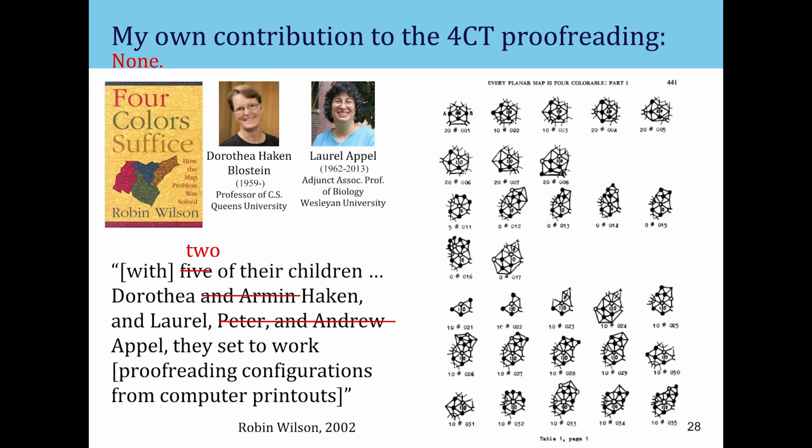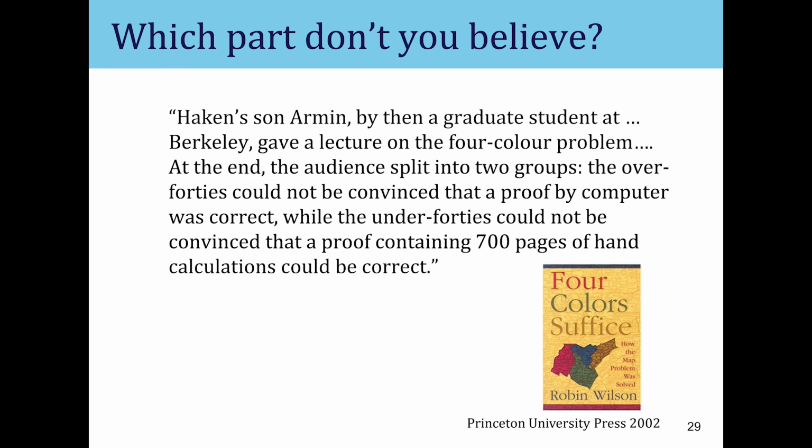Laurel Appel, age 13, and Dorothea Haken, a couple of years older, spent months correcting typographical errors and bringing the more serious errors to the attention of their fathers. And by around the middle of July, the proof was completed, and the checking of the configurations was completed, and the result was announced. And then the mathematicians went around the country giving talks about the result.